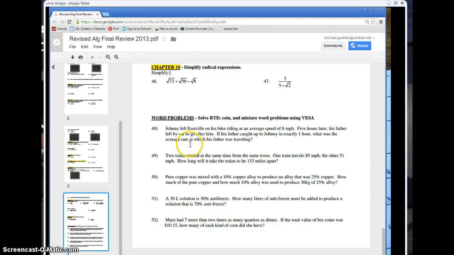Okay, quick review of these RTD problems, coin problems, and mixture word problems for your final review. So you have the information here about Johnny and his dad. Basically, this is just saying that Johnny takes off at 8 miles an hour. 5 hours later, his dad tries to catch him, and it takes him an hour to catch him, and he wants to know the rate of the father, what he was traveling.